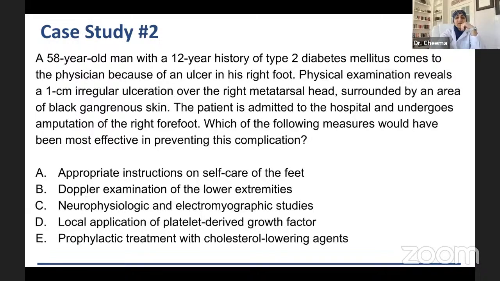Right, thank you. So again, in this case study, we are talking about the complications with diabetes mellitus.